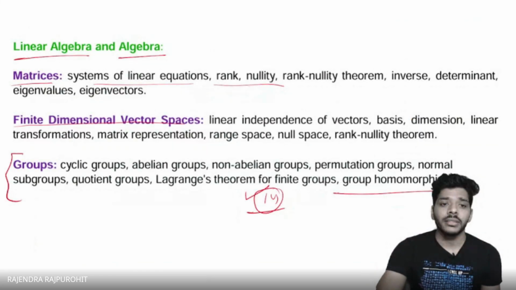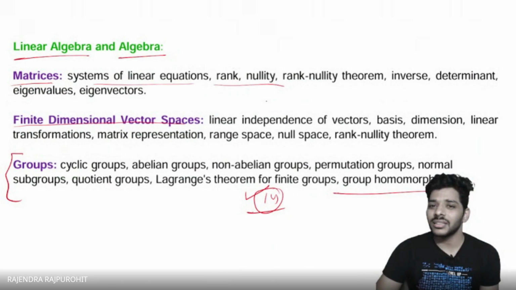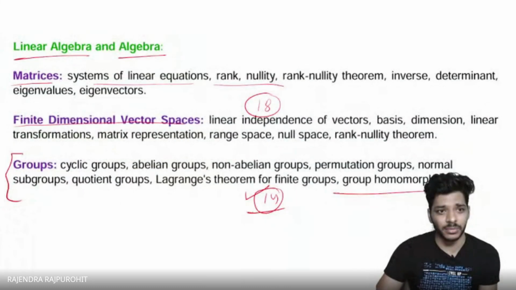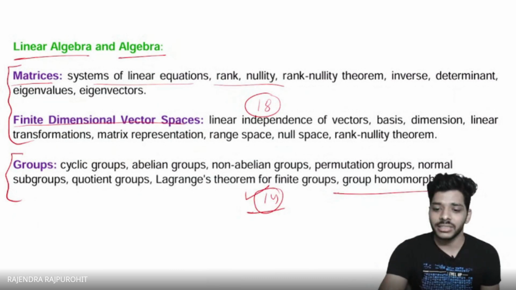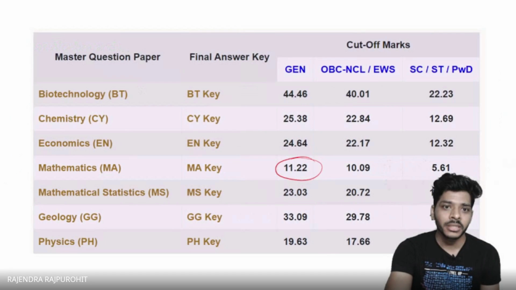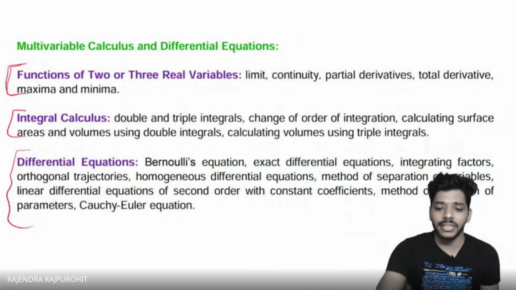Anyways, linear algebra is again 18 marks, if I remember correctly. The marks can vary by 2 to 3 marks, not much variance. This part was almost 18 marks in your exam. Again, if you single-handedly do one subject precisely and in depth, this will be sufficient for you to qualify the exam, not to get admission though.